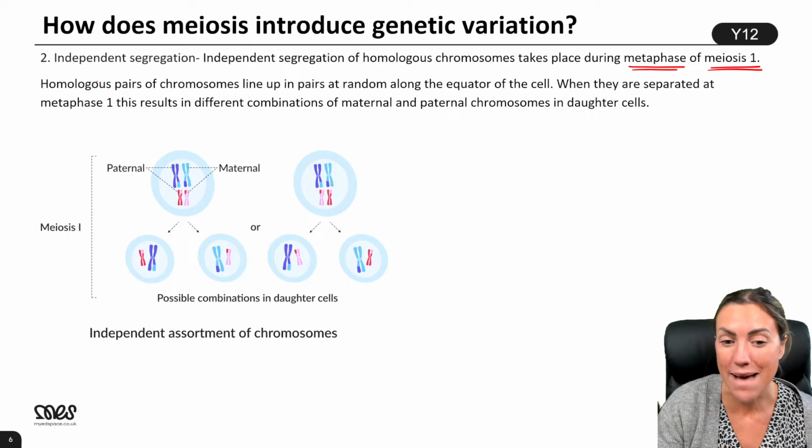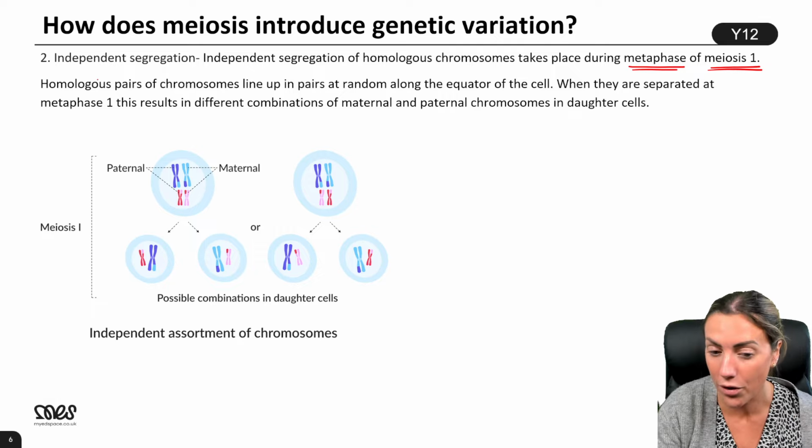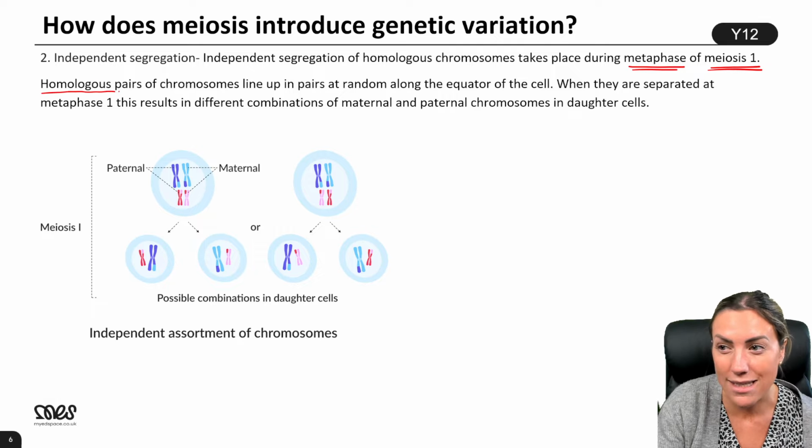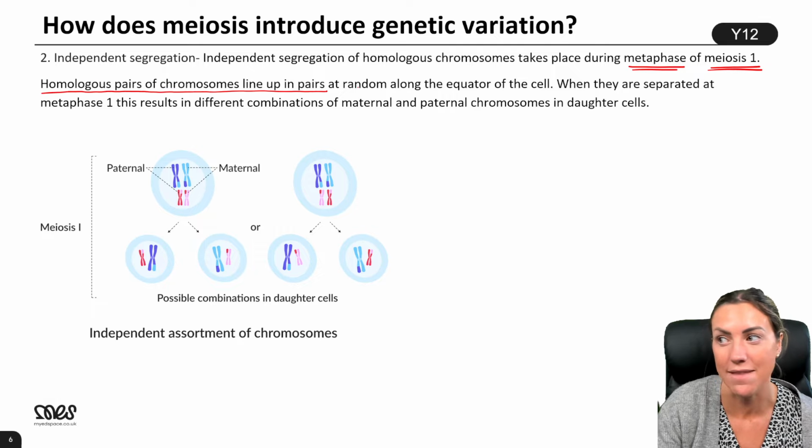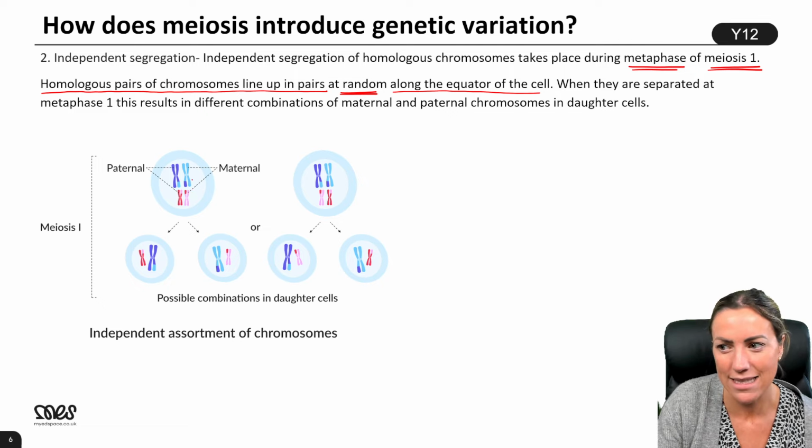Remember, during metaphase of meiosis 1, it's homologous pairs of chromosomes that line up along the equator and they line up at random. So let's have a look at it on the diagram with just 2 pairs of homologous chromosomes. So if they line up like this, you've got the purple chromosome on the left and the blue on the right for that pair. You've got the red on the left and the pink on the right for that pair.